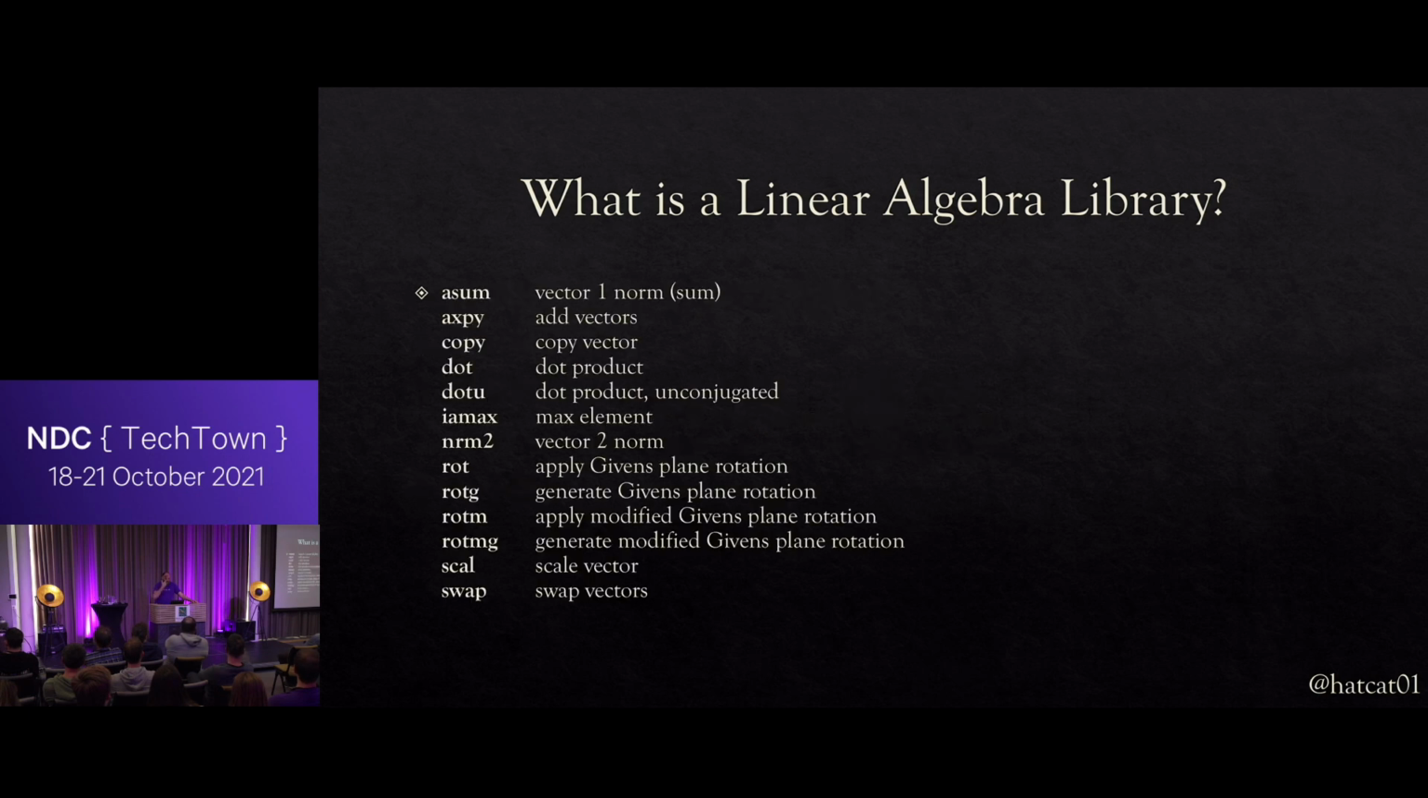There are 3 levels to the BLAS API. Level 1 consists of all the vector operations. These names are very short. It dates back to a time when only 6 characters were significant. It makes it very hard to provide meaningful names when you're only allowed 6 characters. Generate modified Givens plane rotation, ROTMG.